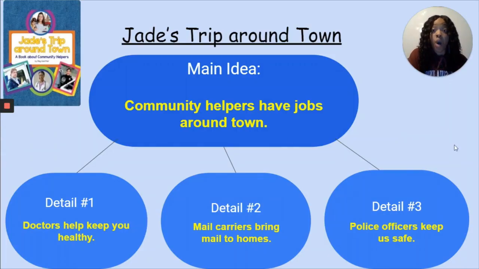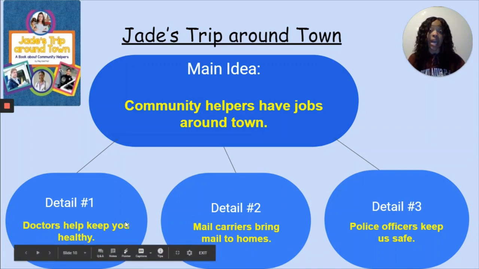So let's take one more look at our graphic organizer. Yesterday, we proved our main idea because, again, the main idea is what the author wants us to know and what the text is mostly about. Yesterday, we proved community helpers have jobs around town. And today, your details go back and support what we chose as our main idea. Doctors help keep you healthy. Mail carriers bring mail to homes. And police officers keep us safe.